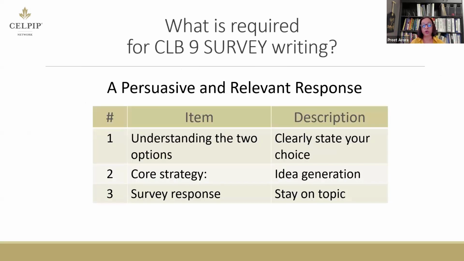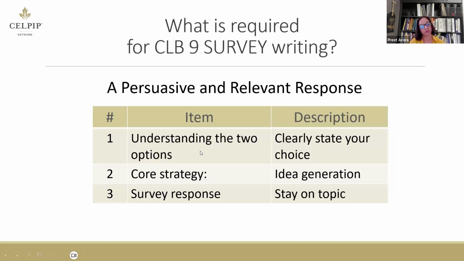Now, what is required for CLB 9 survey writing? It has to be a persuasive and relevant response. Most of the time it is not relevant. What is being asked is on the side, and something else is written by the students. So this is very disappointing for me and for the students as well. And they don't know why it is happening. Why can't they get the 9 score? How can they be persuasive? How can it be relevant? And this is what we are going to learn.